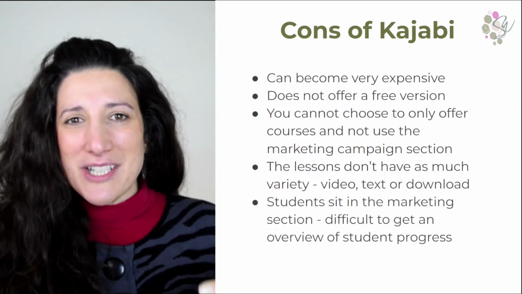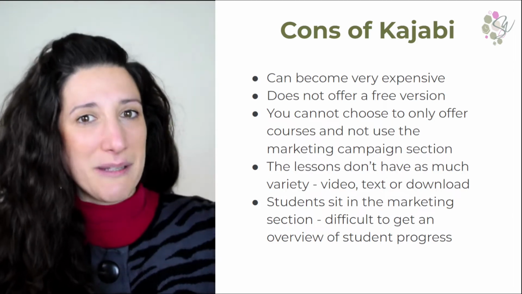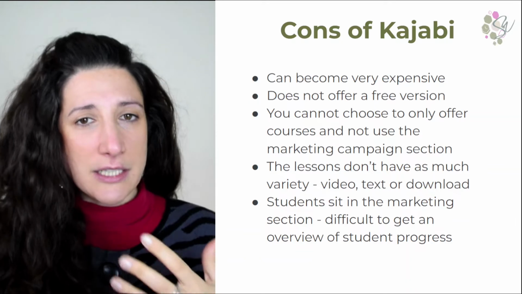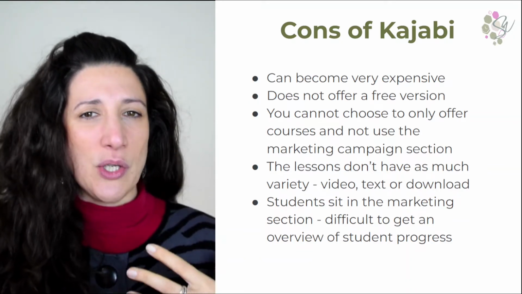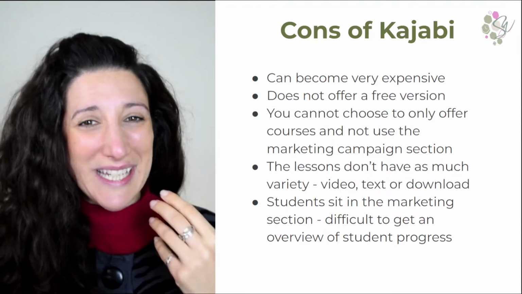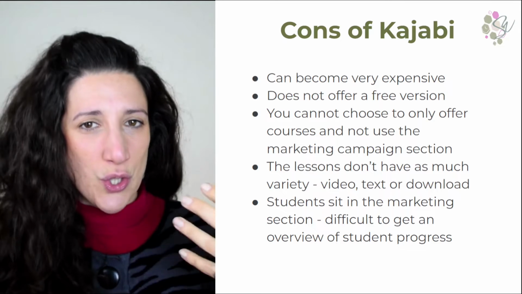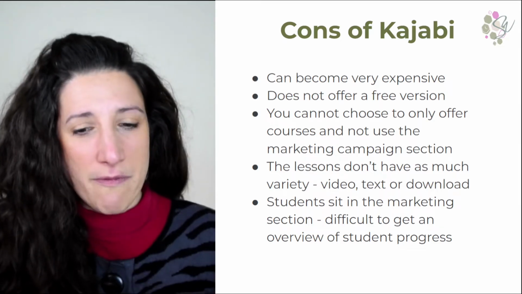What I find as well is that the students sit within the people section of Kajabi, which sits under the marketing section. So the reports you get is really focused on marketing. It does show you when they last logged in, it does show you when they signed up, and then you can look at a lot of statistics in regards to marketing. But it's difficult to easily capture the statistics and analytics of how your students are progressing through your course, which then gives you difficulties in supporting them further.